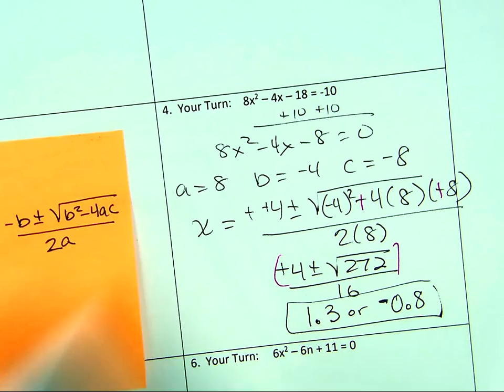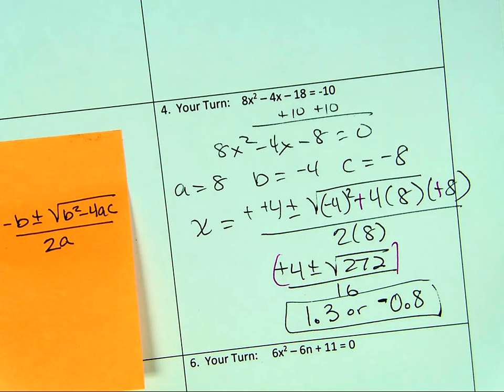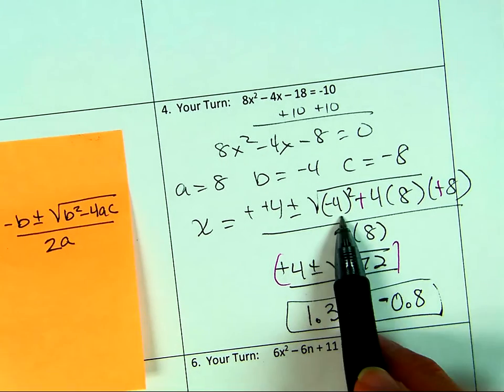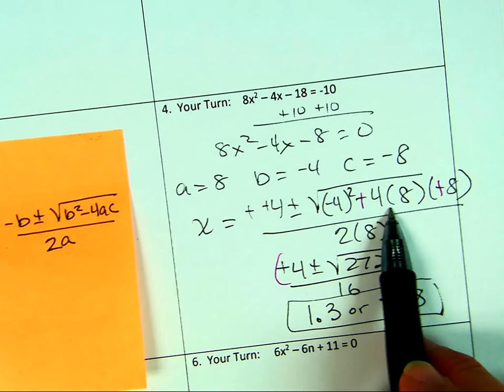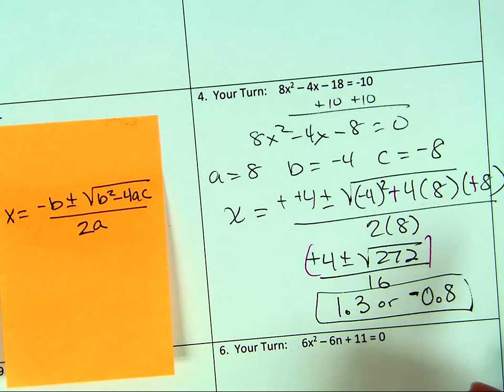Alrighty, so there are a lot of other ones, but we only did those. Remember, if you ever got a negative under the square root sign, if your discriminant is negative, that means you have no solution. And yeah, we'll do the rest in class.